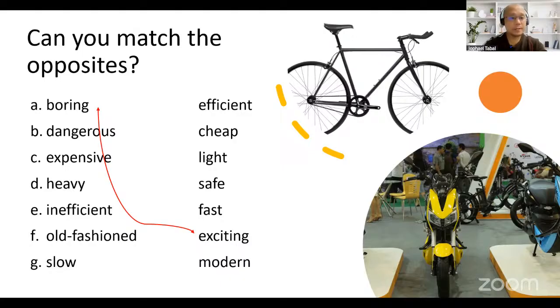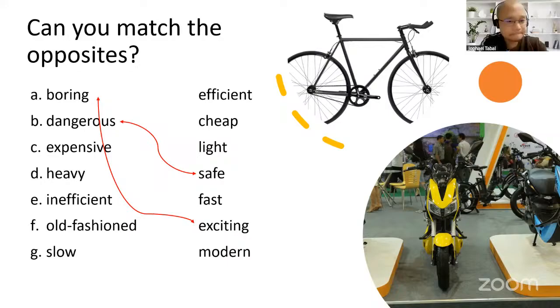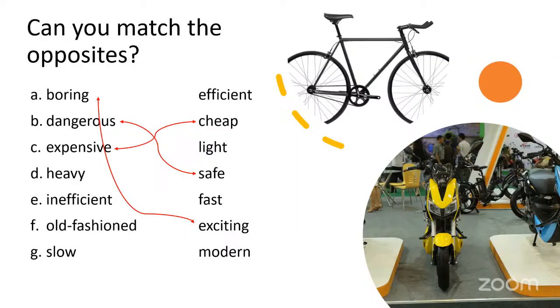Okay, so Sam, what's the opposite for dangerous? The opposite of dangerous is safe. Safe, very good. What is the opposite for expensive? Expensive is cheap. Cheap, all right. What is the opposite for heavy? Heavy, light. Light, very good.